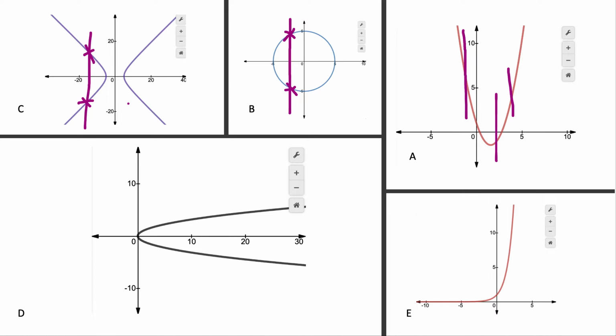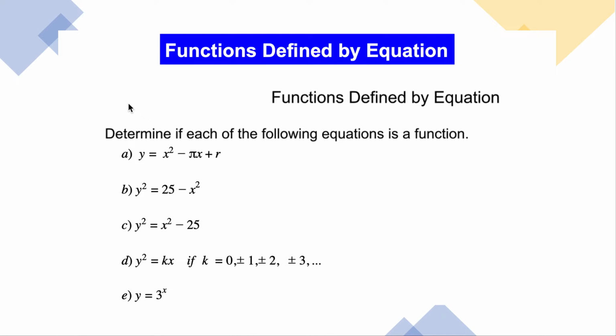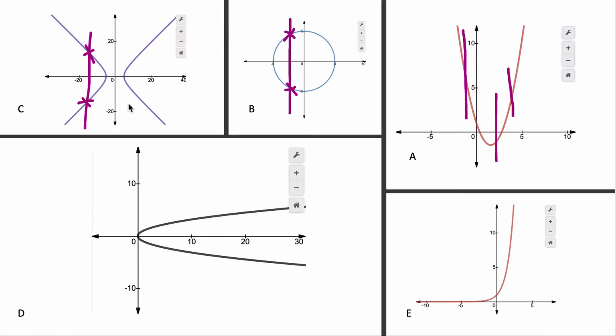Let's go to the next question. D is y squared equals kx, where k can be any integer. So this is D. It cannot pass the vertical line test. This is not a function because it cannot pass the vertical line test. So this is not a function.